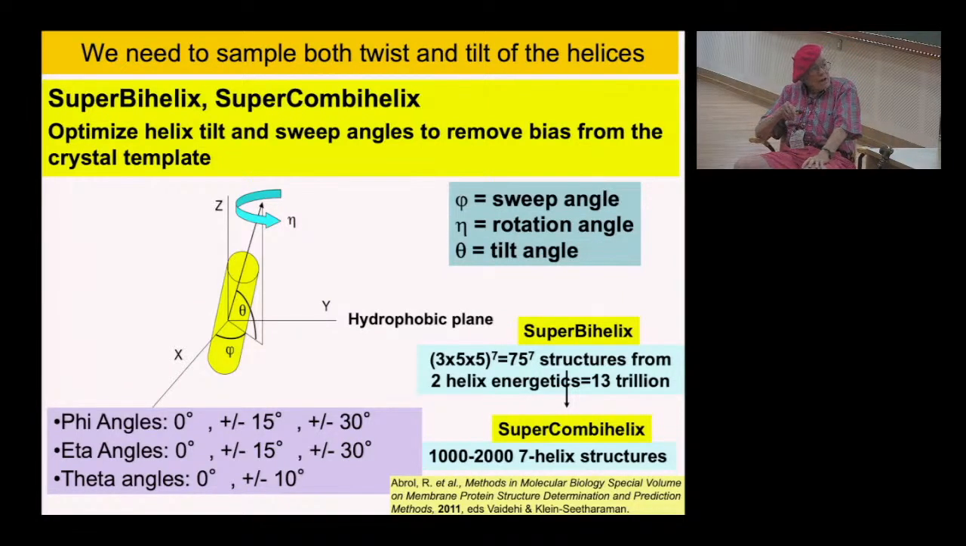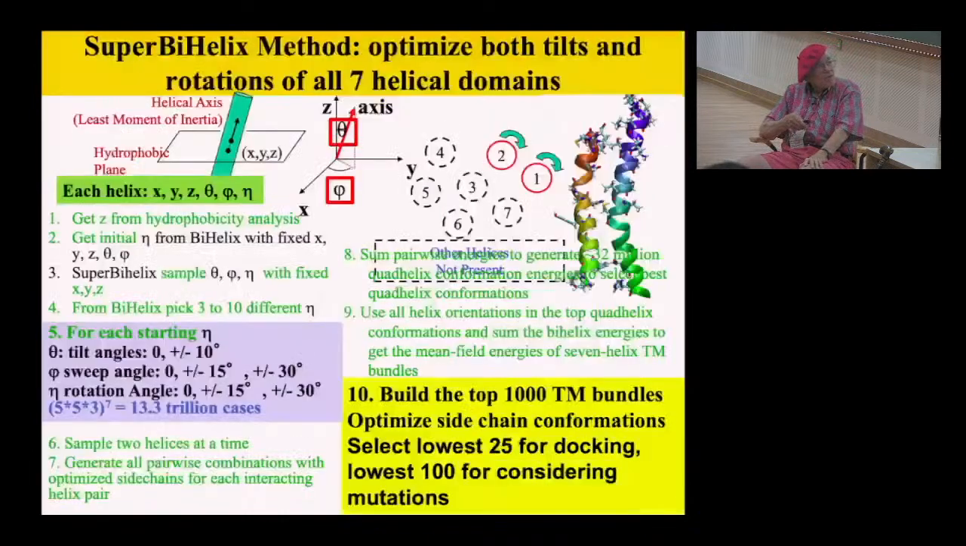And so, again, we do the pairwise interactions. It's a little more complicated because there's different tilts involved. But we evaluate the energy for all 13 trillion. We take the best 1 or 2,000, build into 7 helix bundles. We re-optimize the side chains using SCREAM. And then we reduce that down to the best 25.